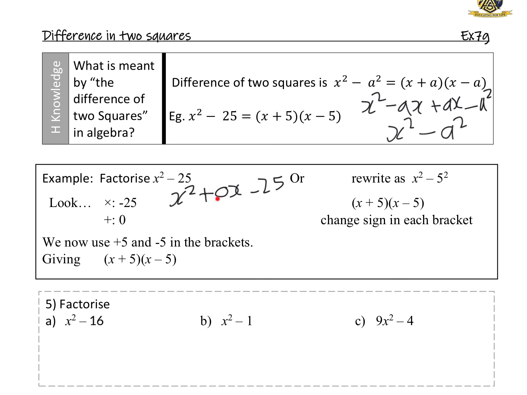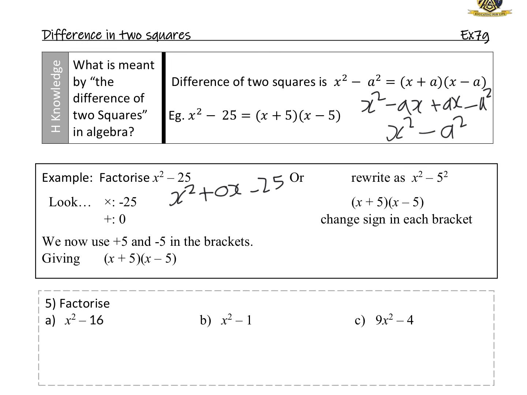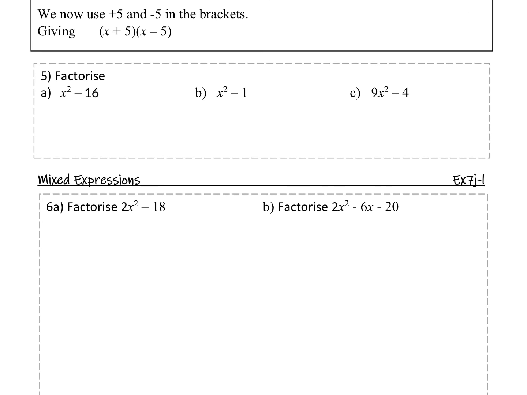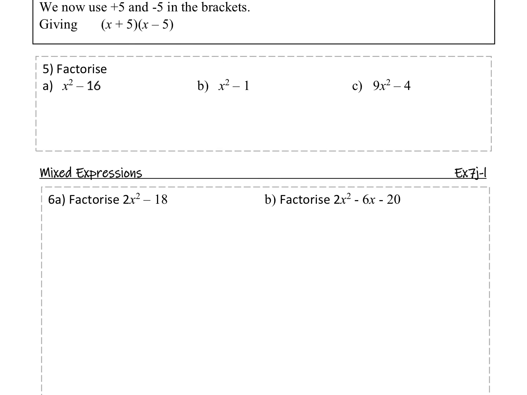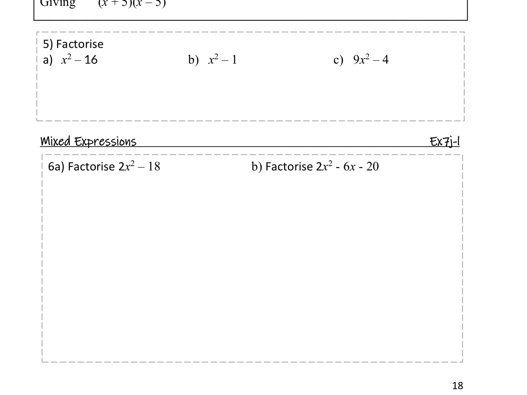This is just to show you that we're trying to find two numbers which add to give the middle number, which is going to be 0. And the two numbers which times to give minus 25 and add to give 0 will be 5 and negative 5. So they're the two numbers that go into the bracket. Pause the video and have a go at example 5 and 6 if you can.